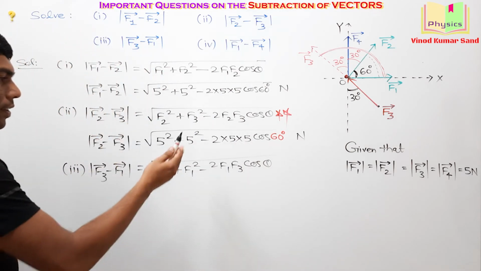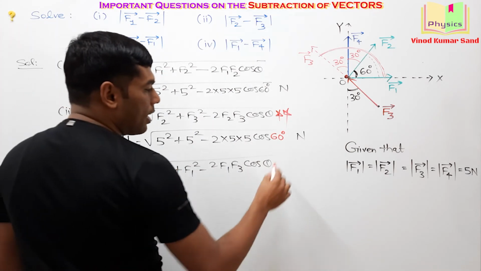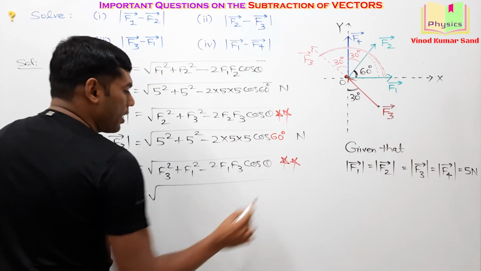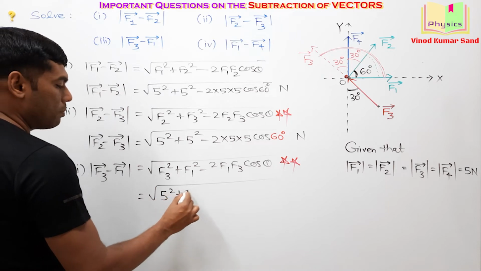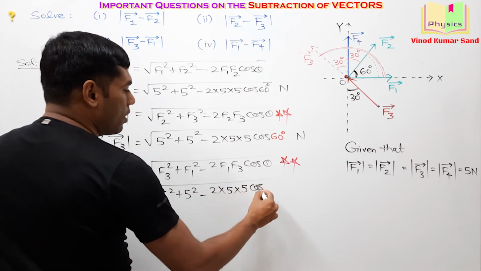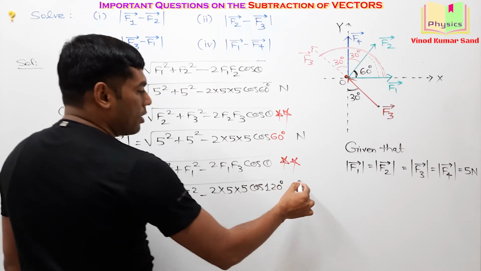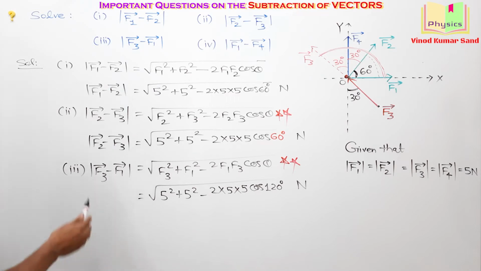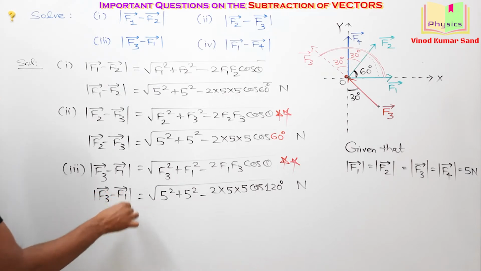120 degree. A few smart students can directly write the answer now. I am simplifying everything anyway: 5 square plus 5 square minus 2 into 5 cos of 120 degree, and the unit of the force is Newton. Now you can simplify this part and then post your answer in the comment box.